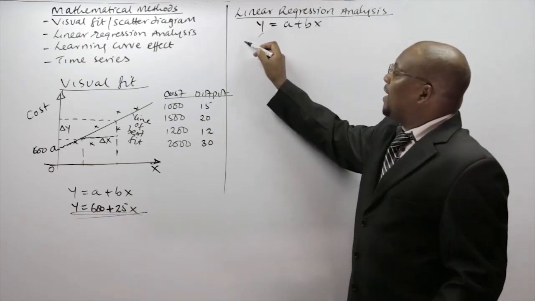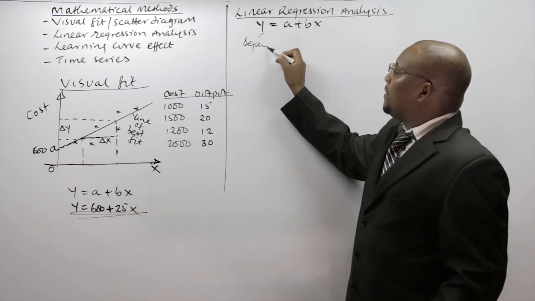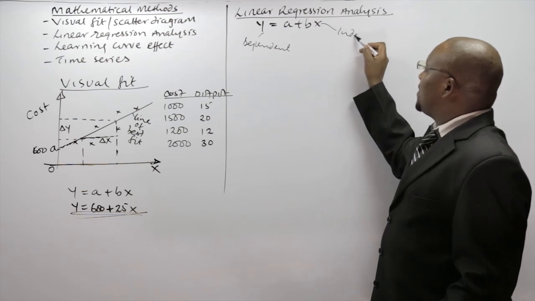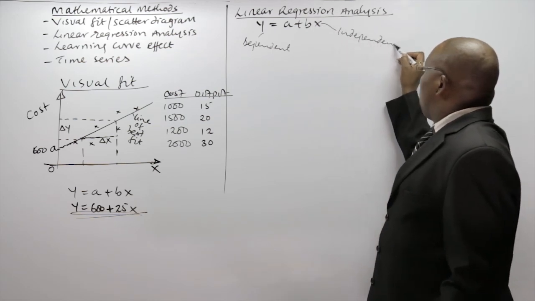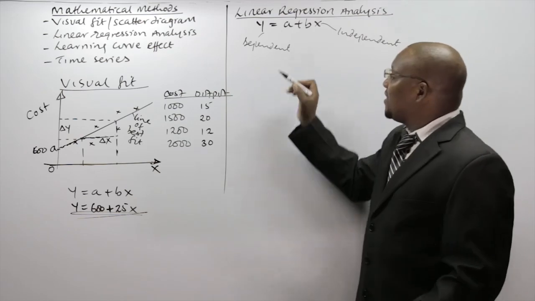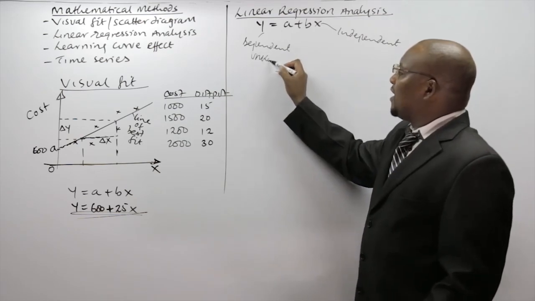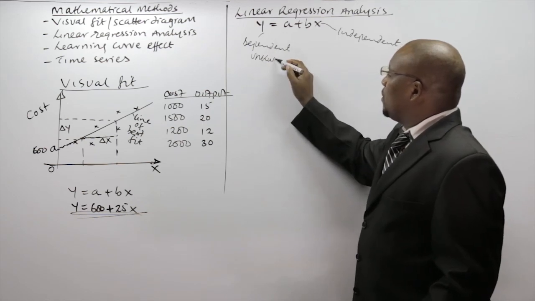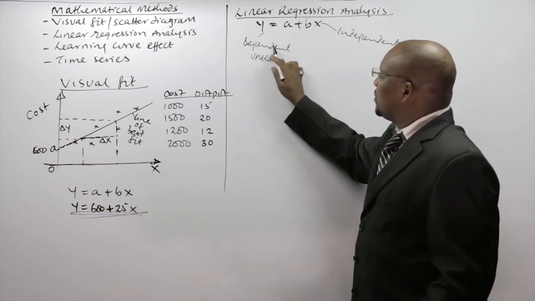while this x is the independent variable. And therefore, we are saying this one is unknown, and that's why we are calling it unknown.